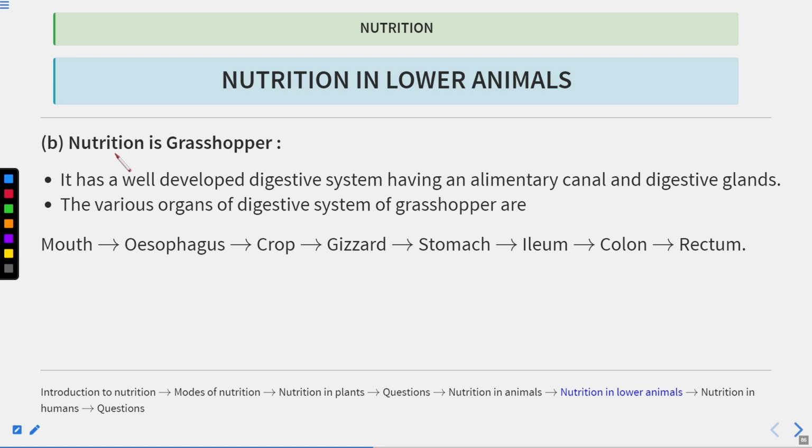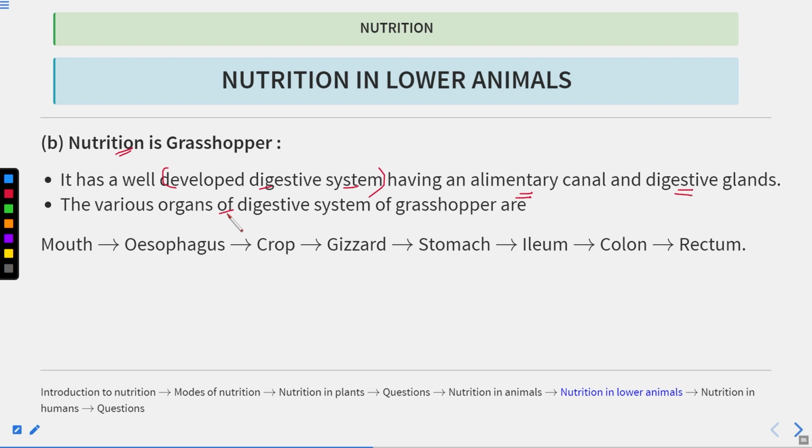Now let's talk about nutrition in grasshopper. It has a well-developed digestive system. Grasshoppers are insects and they are from the phylum Arthropoda. They have a well-developed digestive system having an alimentary canal and digestive glands.